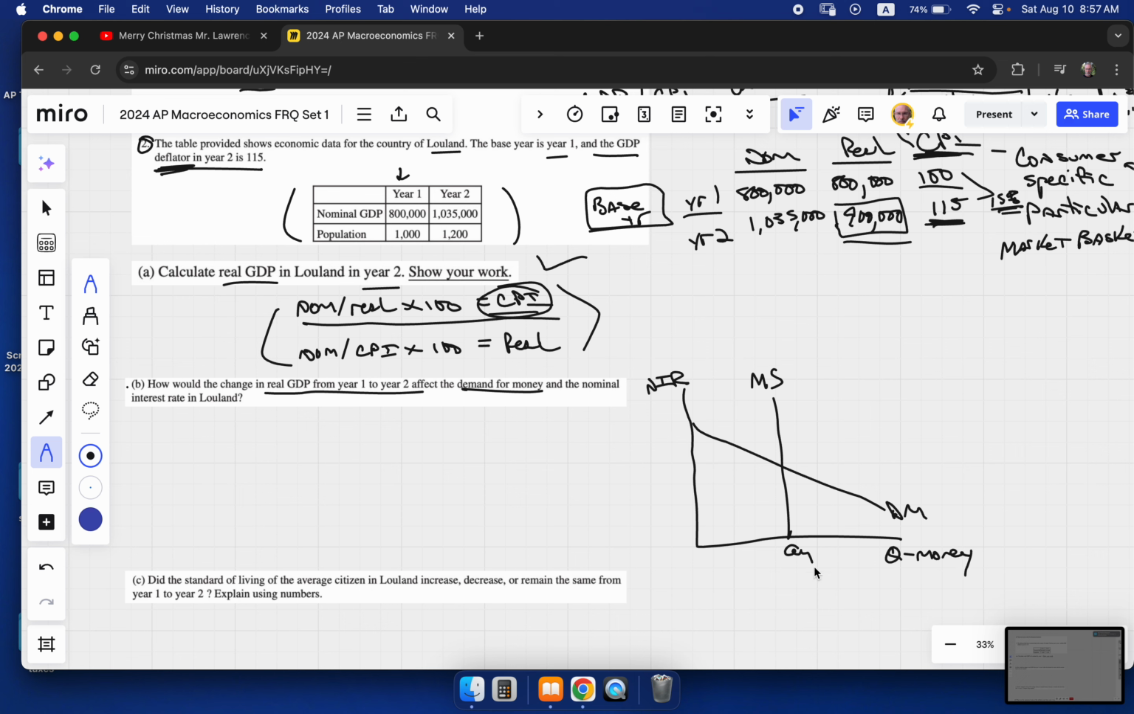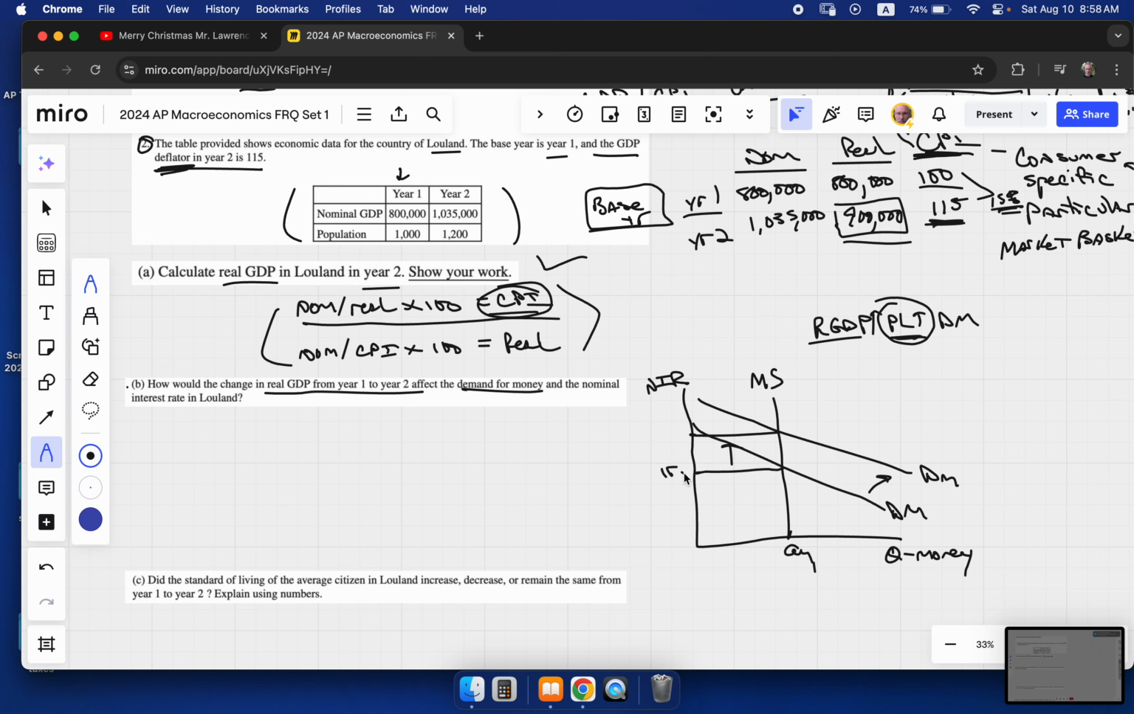So let's just do QM1 right there. We know real GDP is going to increase. If real GDP goes up, we know that that's also going to drive up the price level. If price level goes up, demand for money goes up. Price level is one of the shifters of your demand for money. So when price levels go up, the understanding here is that people need more money to buy goods and services. Their demand for money increases, and that's going to drive up the nominal interest rate.